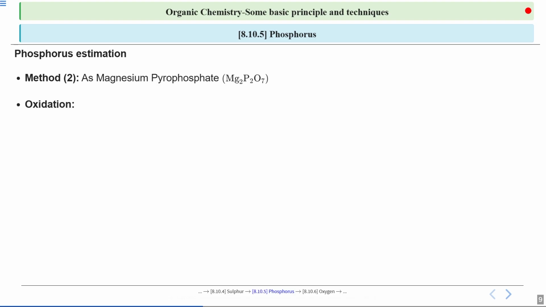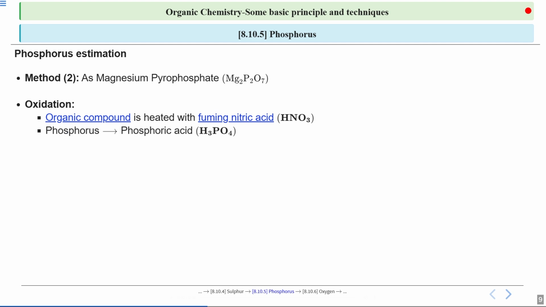The first step again is oxidation. How do we oxidize it? Similar to the previous one, we use fuming nitric acid, which is HNO3, to convert phosphorus into phosphoric acid. So phosphoric acid is H3PO4. As you all know, HNO3 here is acting as a strong oxidizing agent.